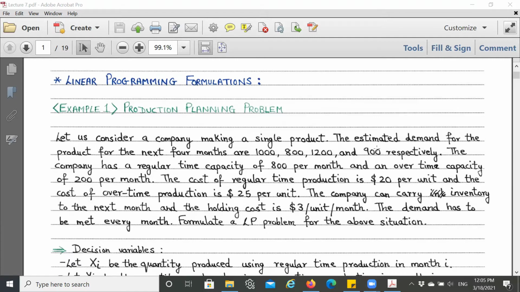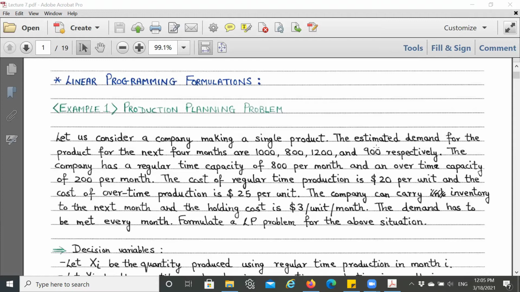And that company has a capacity of 800 per month in the regular time. That means you're in regular working hours. And if you have overtime where your company works overtime, it has a capacity of making 200 more items every month, okay? And then the cost corresponding to each of these different times is also given over here.